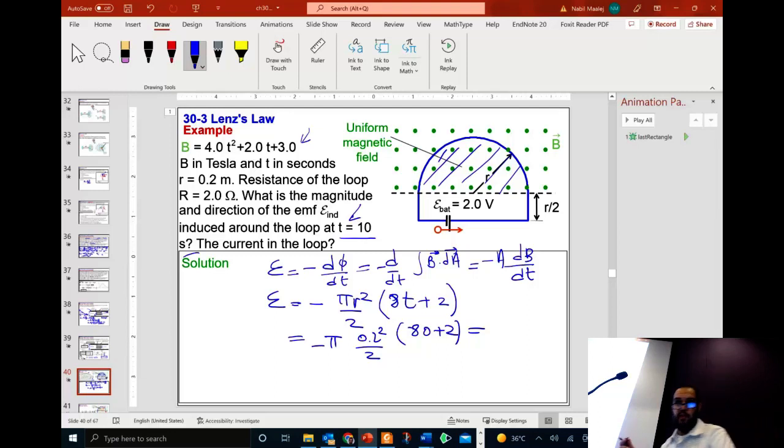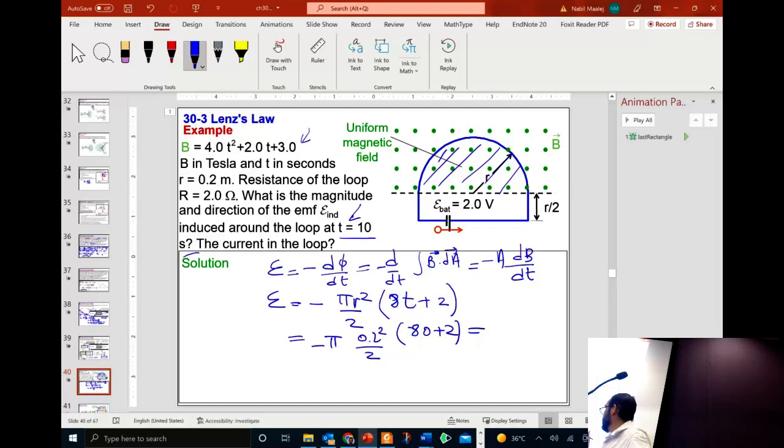Now, let's try to determine the direction of the induced EMF. Okay? So, first of all, we are given the direction of the magnetic field. It's outside of the page. Now, the next question: is it increasing or decreasing? This magnetic field that exists, is it increasing or decreasing? You have an equation for it. It increases with time. All the constants are positive, so if you increase time, it will increase. So this magnetic field outside of the page is increasing.